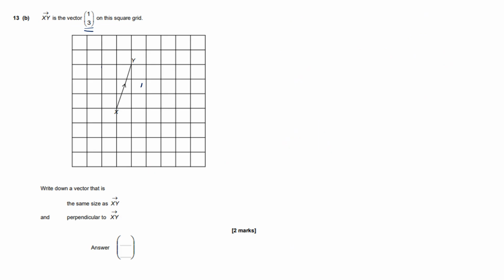Right, x to y is the vector 1, 3 on the square grid, which we can see here. Write down a vector that is the same size as x to y and perpendicular to x to y. So perpendicular means a line that cuts through at 90 degrees. So since we have our line like this, the perpendicular line is going to go this way. So that means we are going to have a line, let me just try and draw this, going that way. Okay, so it could be this, for example, that you can use.